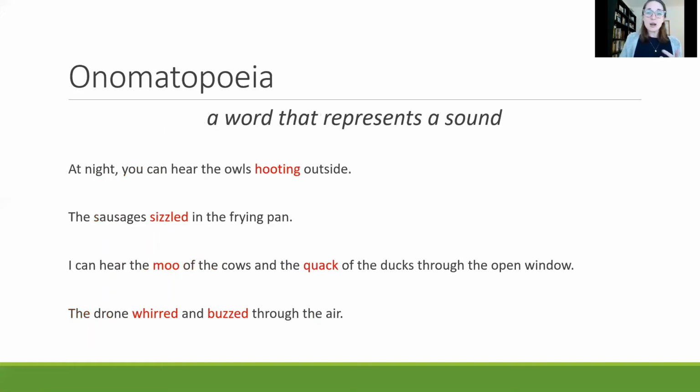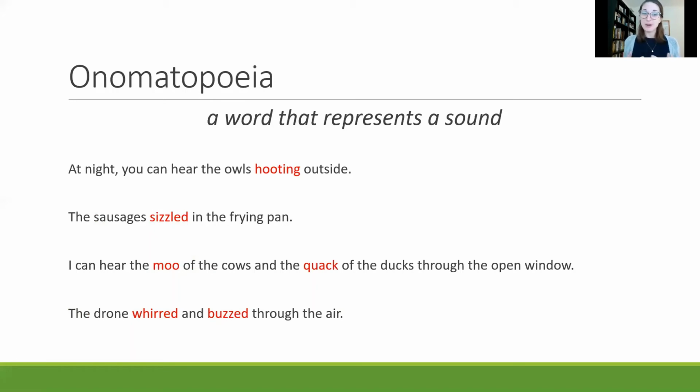Now, our next one is onomatopoeia, which is a word that represents a sound. So for example, at night, you can hear the owls hooting outside. Well, hoot is the noise that the owl makes, so hooting is the word that helps us to better hear and understand that sound. The next one, the sausages sizzled in the frying pan. Well, we can all imagine when you hit a fresh sausage onto a frying pan and the sound that comes up. That's the sizzle. So this particular word is a form of onomatopoeia.